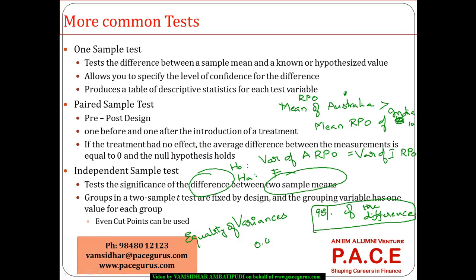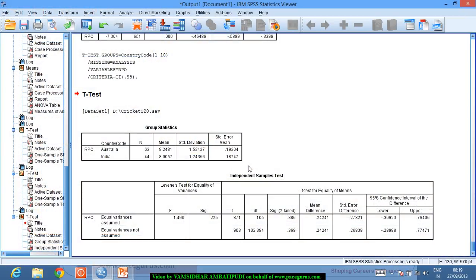So we are checking if this is less than 0.05. If it is less than 0.05, then I would go with the alternate hypothesis saying the variances are not equal. But if it is more than 0.05, I don't have the evidence to say that the variances are not equal. I have to go with the assumption of variances being equal. So in this case, I know that the variances are equal.